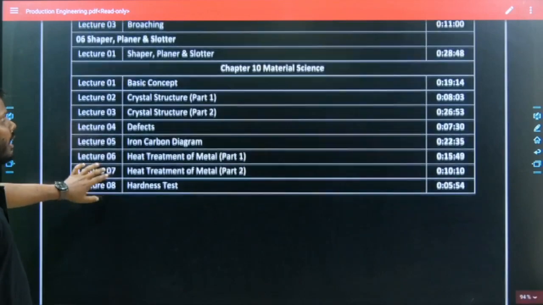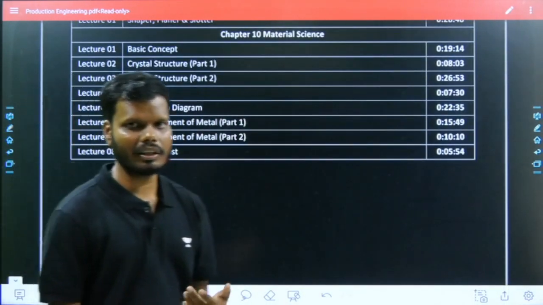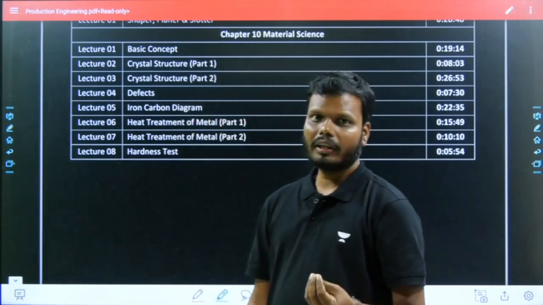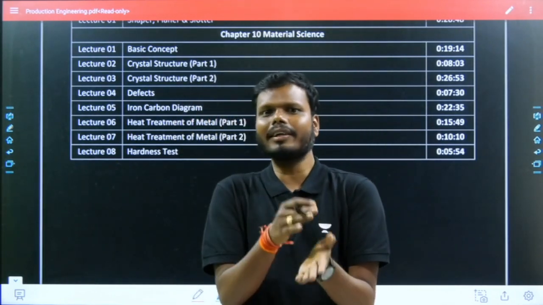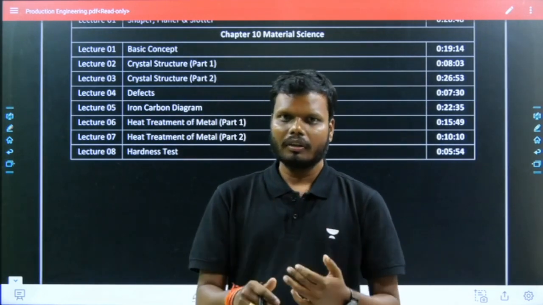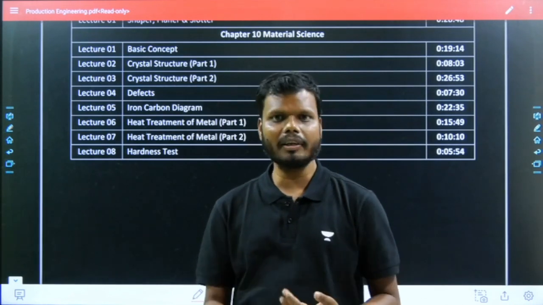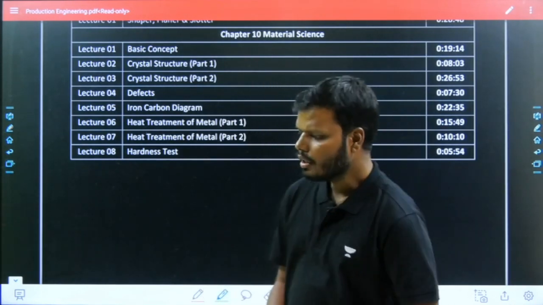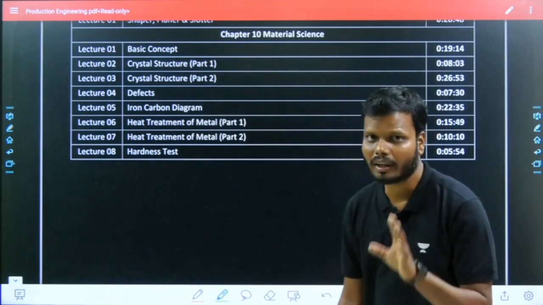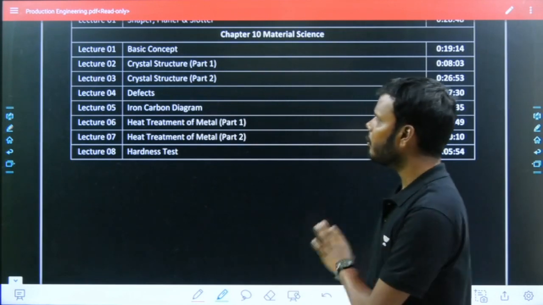Next, chapter number 10, material science. In material science, 1 mark or 2 marks questions are asked every year. In material science, there is the iron carbon diagram. Problems on the iron carbon diagram are asked in the GATE examination. So in this or the upcoming GATE examination, the possibility of iron carbon diagram problems is high. Clear that point? Okay.